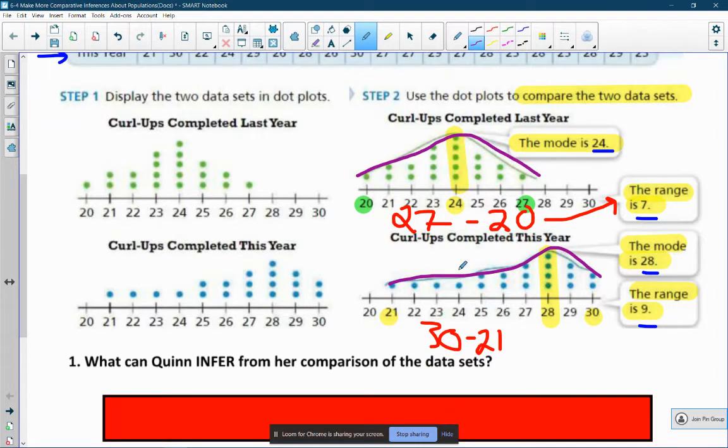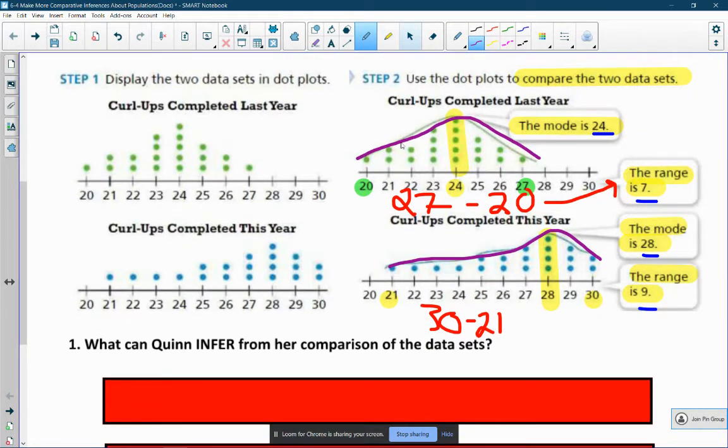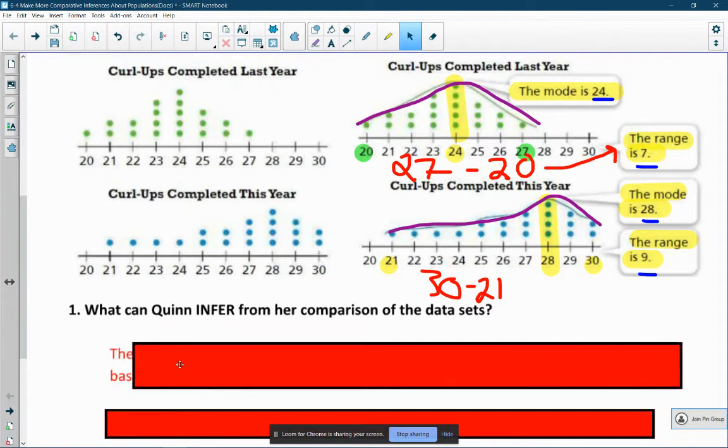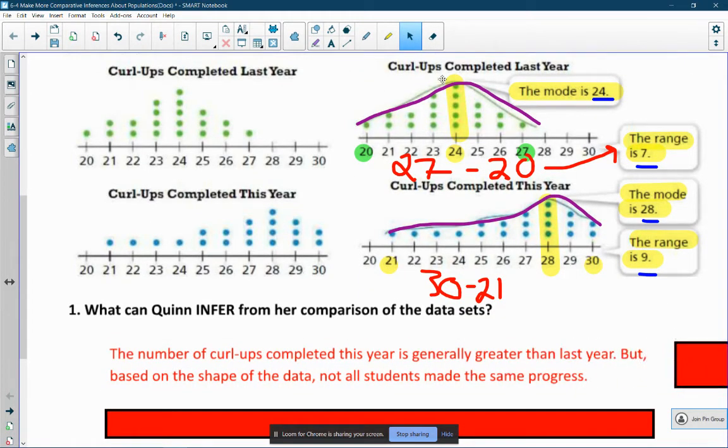So what can we say when we compare this year to last year, or vice versa? I think as you're looking at this, it should be fairly obvious. The most obvious inference we can make is the number of curl-ups completed this year is generally greater than last year, right? There are more higher numbers here than there are higher numbers here. We got 2 30s, we got 3 29s, we've got 4 28s. We didn't have any 30s, 29s, or 28s last year.